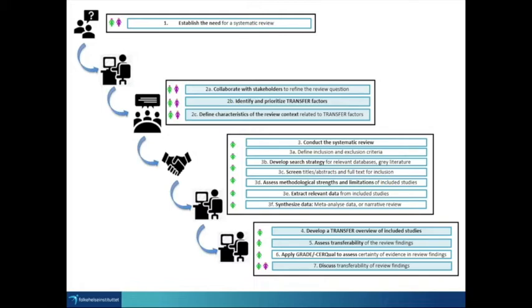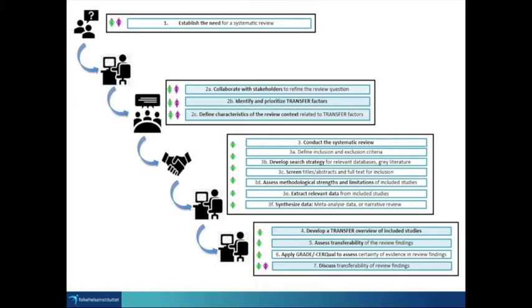The next part is to conduct a normal systematic review, number 3. The only difference here with the transfer approach is that you also include data extraction on the data extraction form. You extract data related to the transferability factors that you identified with the stakeholders. The last part is that you develop a transfer overview of included studies, assess the transferability of the review studies, and what we really hope to do with transfer is to support a GRADE or GRADE-CERQual assessment of indirectness or relevance in a systematic and transparent way.